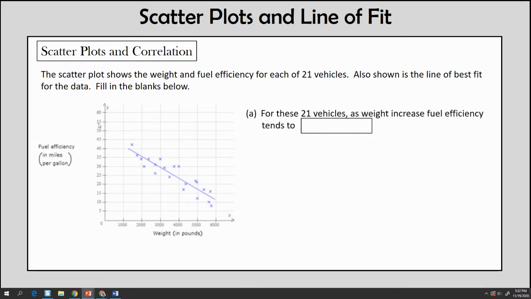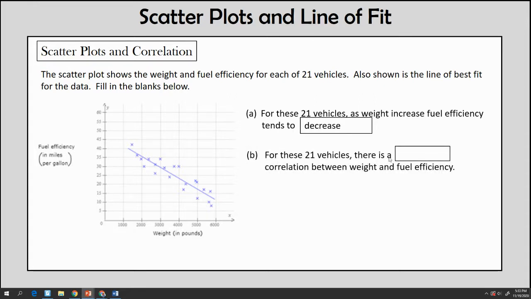The first question says, for these 21 vehicles, as the weight increases, fuel efficiency tends to do what? So as weight increases, fuel efficiency is coming down. Is it increase, decrease, stay the same? You're going to have drop down boxes today. The answer is as weight increases, fuel efficiency tends to decrease. So the heavier the vehicle, the less miles per gallon it's going to get.